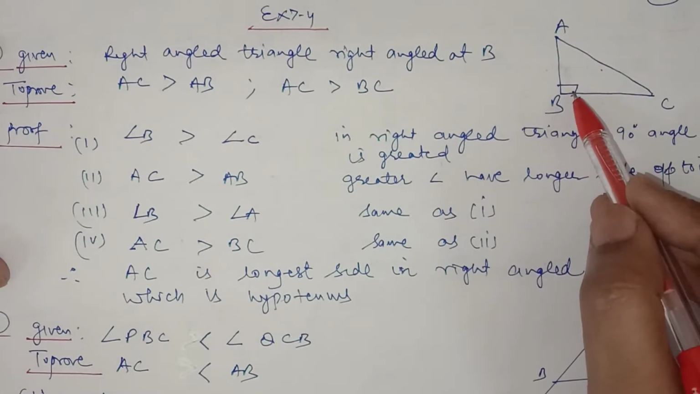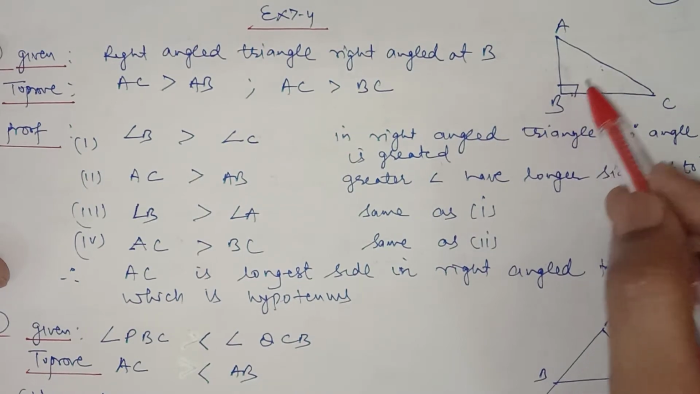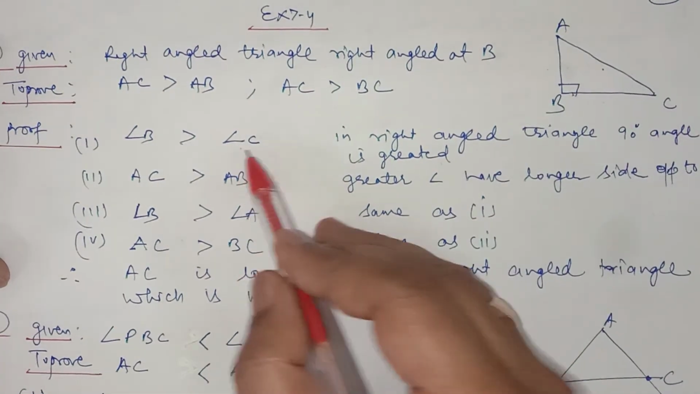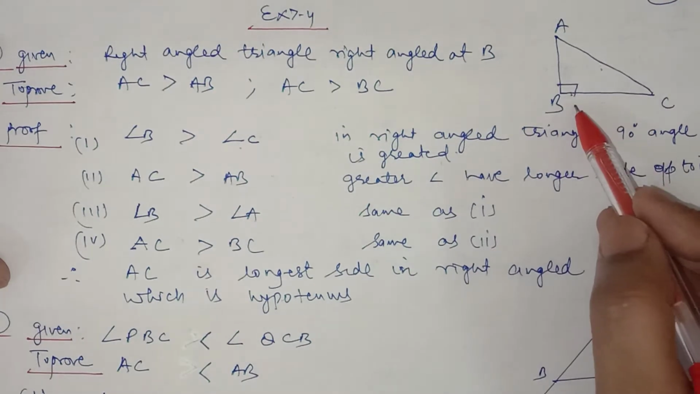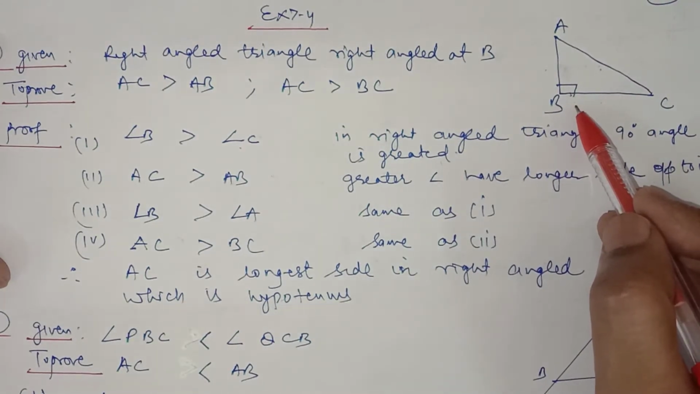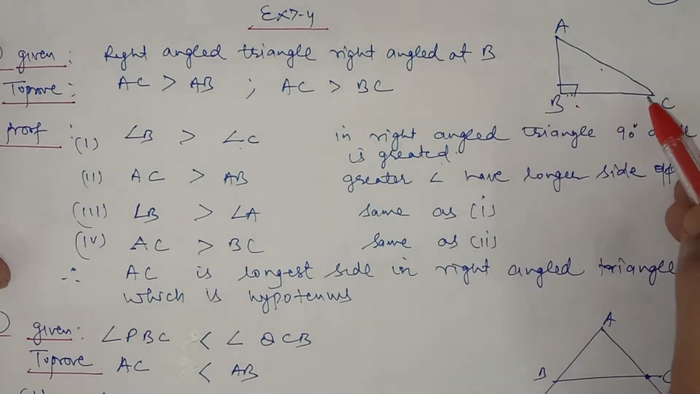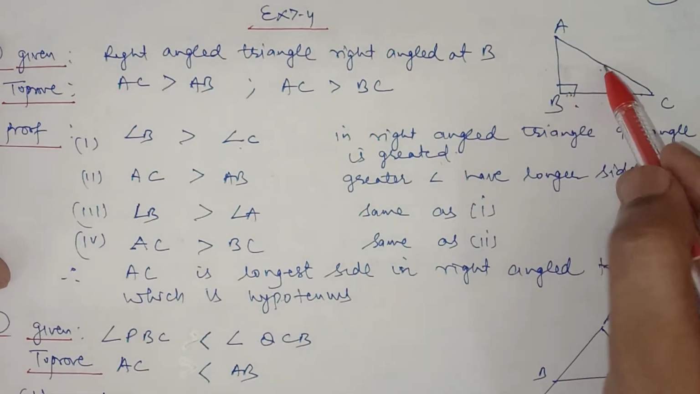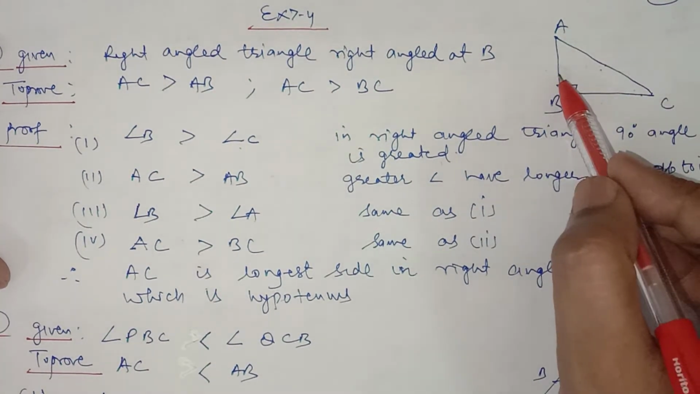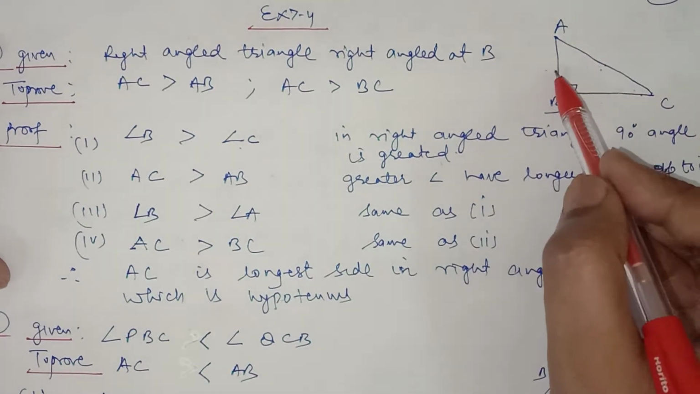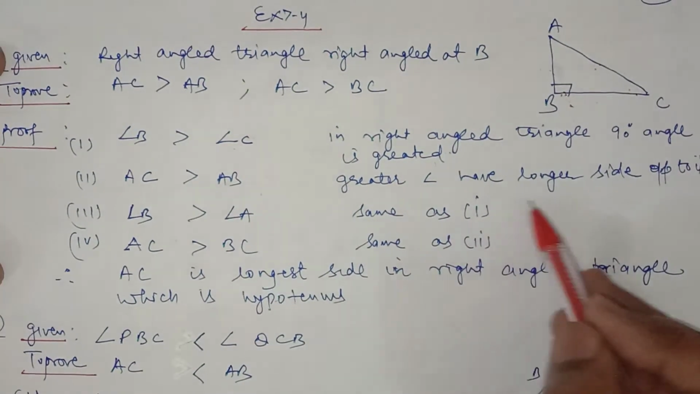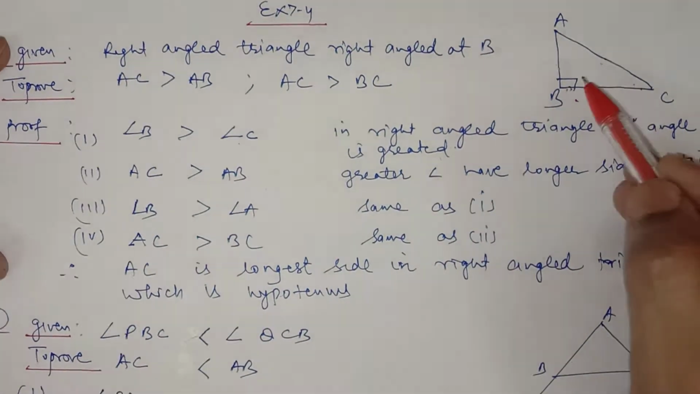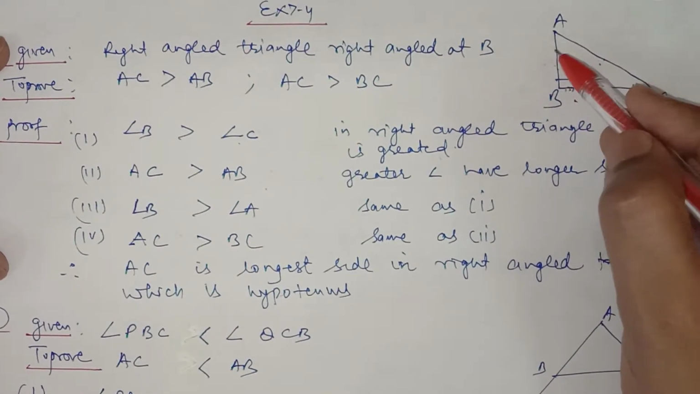Now in triangle ABC, angle B is greater than angle C, because in a right angle triangle 90 degrees is the largest angle. In a right angle triangle, no angle can be greater than 90 degrees; the other angles are always acute. So angle B will be greater than angle C. The side opposite to angle B is AC and the side opposite to angle C is AB. So we can say that AC will be longer than AB, as a greater angle has a longer side opposite to it. Similarly, angle B will be greater than angle A.